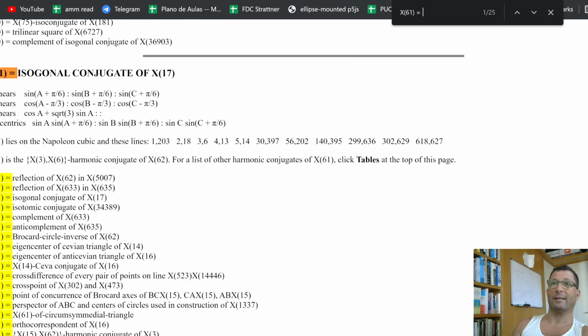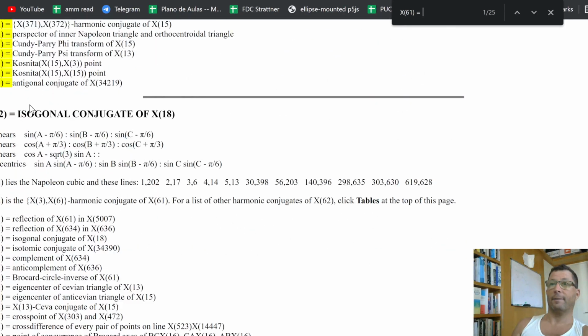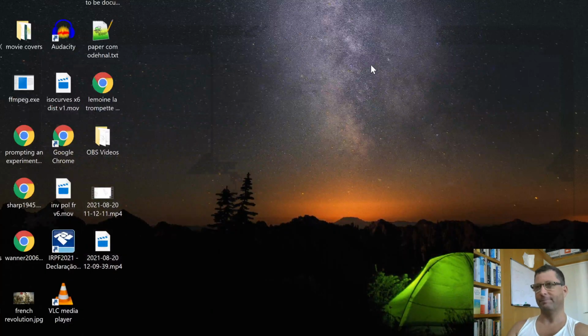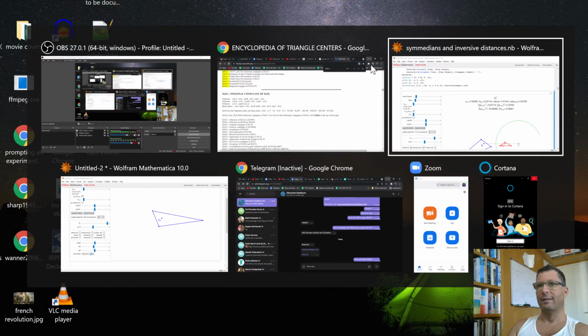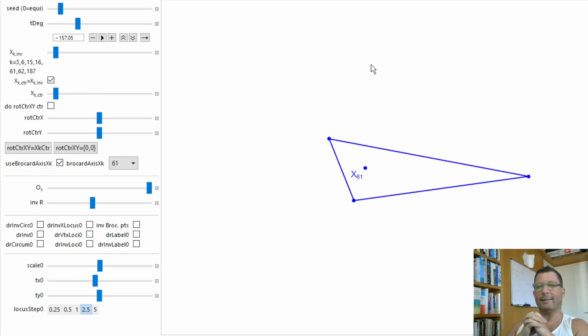These two actually, X61 is the isogonal conjugate of X17, and X62 is the isogonal conjugate of X18. Even though X16 and X18 don't do anything, 61 and 62 do. So let's go back to our simulation. So it would be this one and that one. Okay, so here we've got X61. We're going to make this triangle rotate about it.